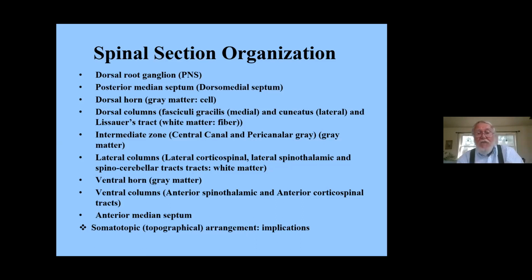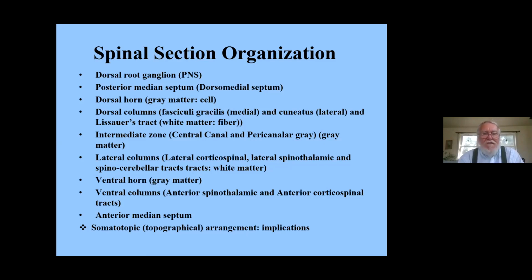Spinocerebellar tracts, those are ascending. And they're all white matter. Then finally we get into the lower part of the spinal section, which is the ventral horn, which is gray matter. We're going to be looking at all of these things. I'm going to be identifying them. And the ventral columns, which are going to be the anterior spinothalamic and anterior corticospinal tracts. And then finally, just like we paid attention to the posterior median septum, we'll look at the anterior median septum.